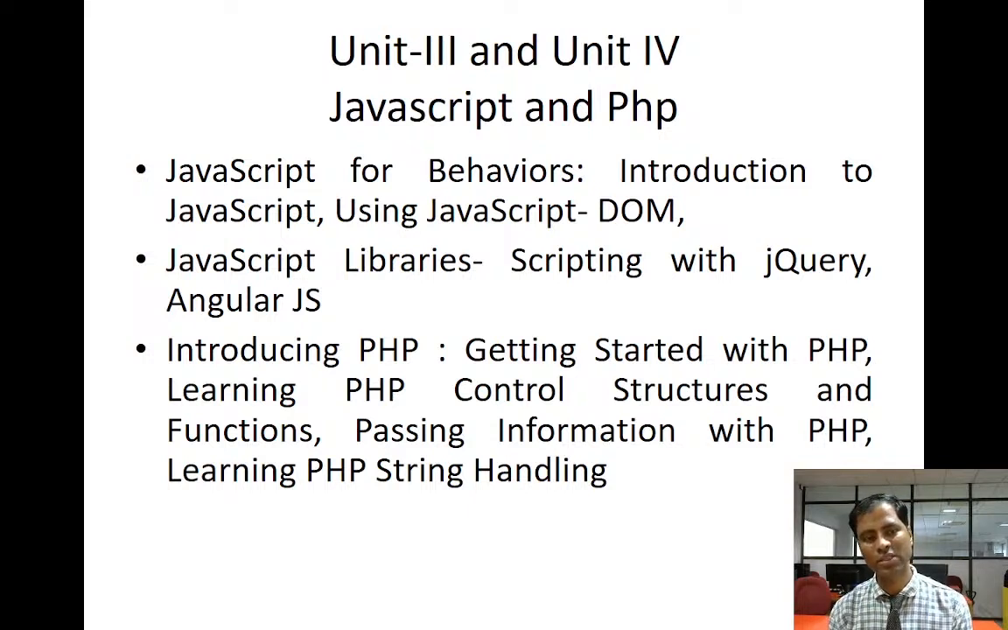The fourth unit is concerned with hypertext preprocessor. We call it PHP, and it is at the back end, wherein whatever data is there at the front end can be processed at the back end at the server side, and it can get the data and send a response to that request of an HTML page from the client side. So passing information with PHP, learning PHP string handling, as well as PHP, you can integrate that with the database, which you will be studying in unit 5.